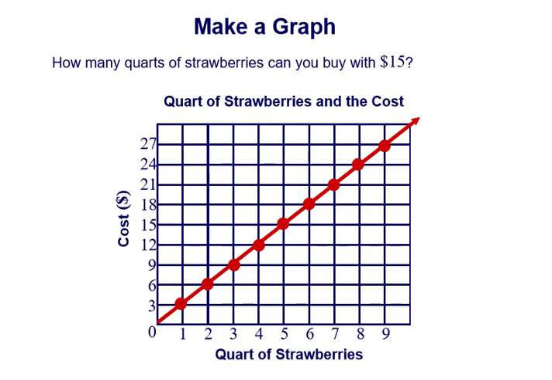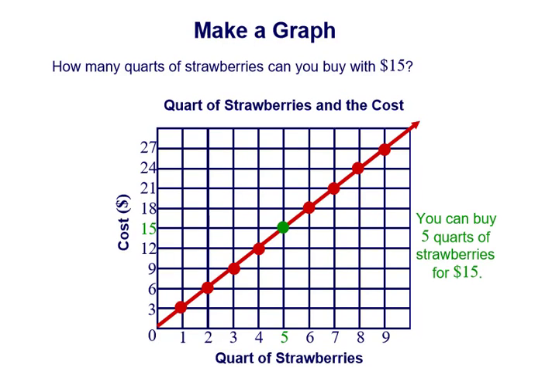We can also ask, how many quarts of strawberries can you buy with $15? We can use the graph to help us. If we find the $15 point or marker on the y-axis, we can then go over and see that the ordered pair would be 5, 15. So you can buy 5 quarts of strawberries for $15.